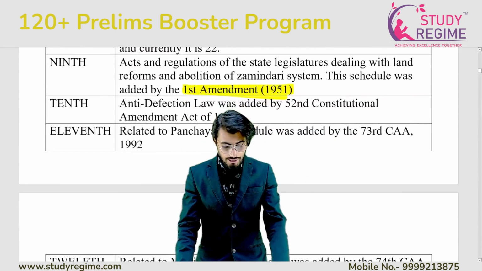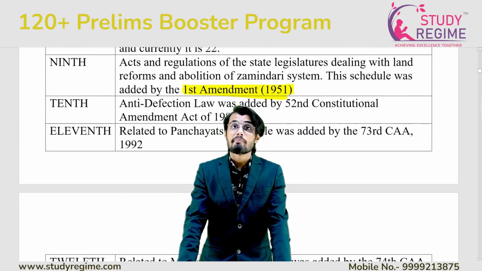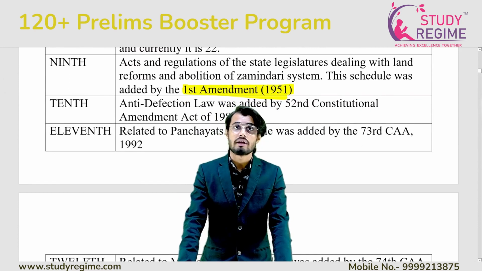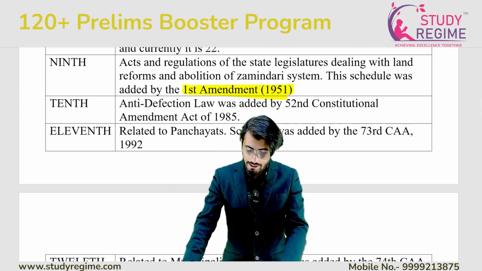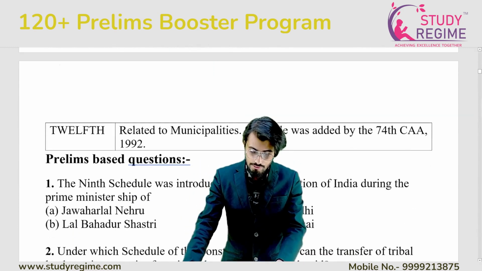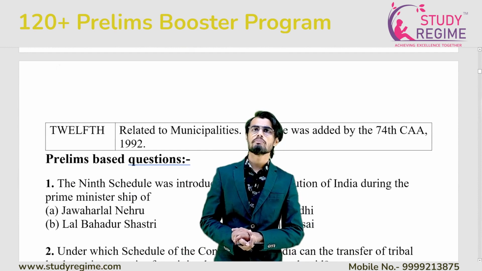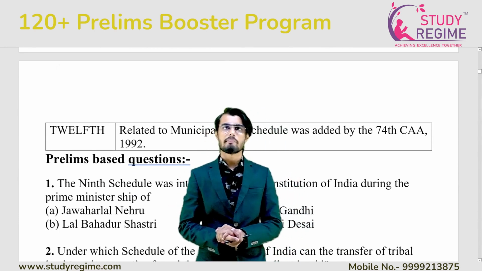Then we do have the 10th, the anti-defection law, which was added by the 52nd Constitutional Amendment Act of 1985. And then we do have the 11th related to panchayats. The schedule was added by the 73rd, which we have already discussed. And then we do have the 12th, again, which we have discussed, related to municipalities, added by the 74th Constitutional Amendment Act.